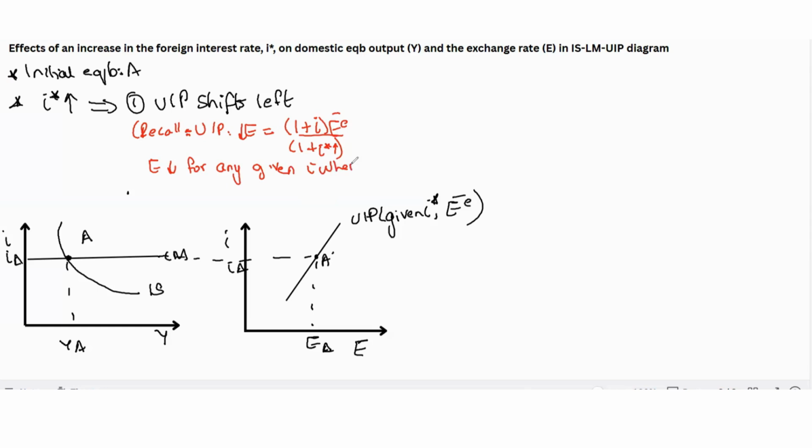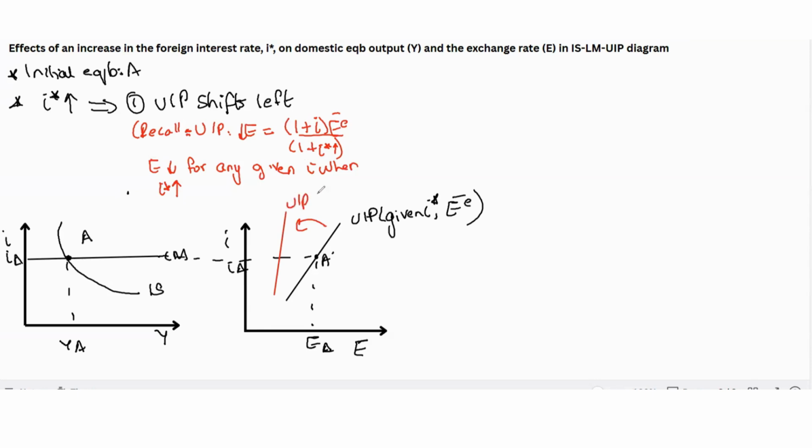So E decreases for any given I when I star increases. So basically what has happened is E has gone down for any given I when I star increases. So this is basically the UIP figure shifting towards the left, like we discussed. Because now for any given I, E is lower, so the UIP figure has shifted towards the left.